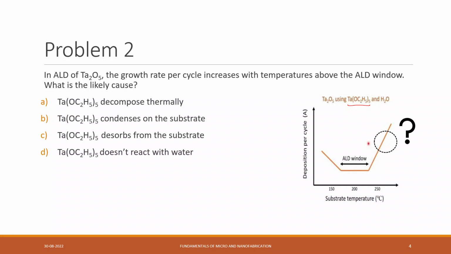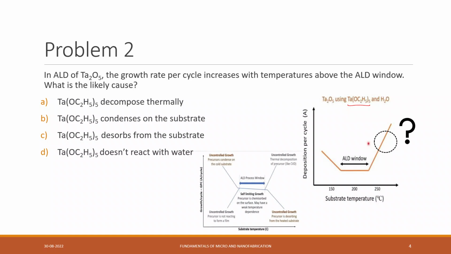Any answers? Okay. So what is this one? The ALD process window. So this is the ALD window. Ideally, our reaction should lie in this window for getting a self-limiting growth.